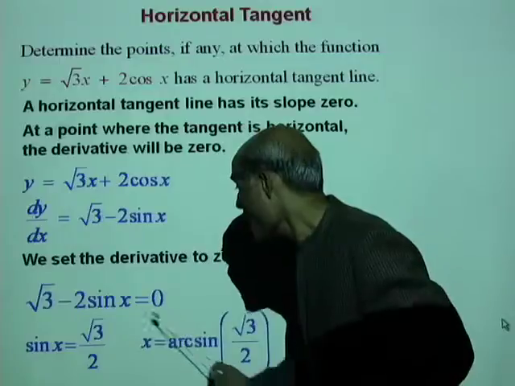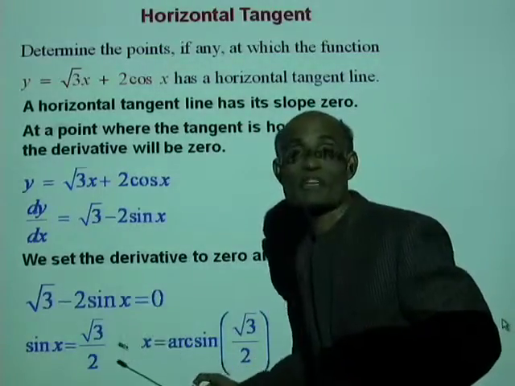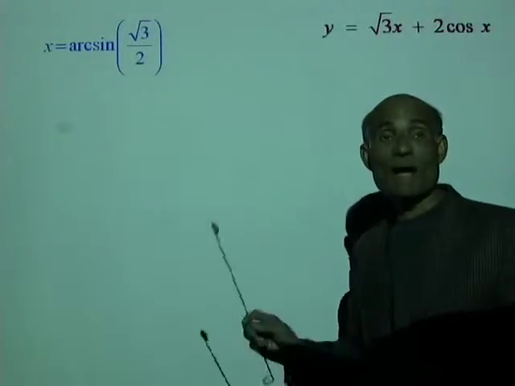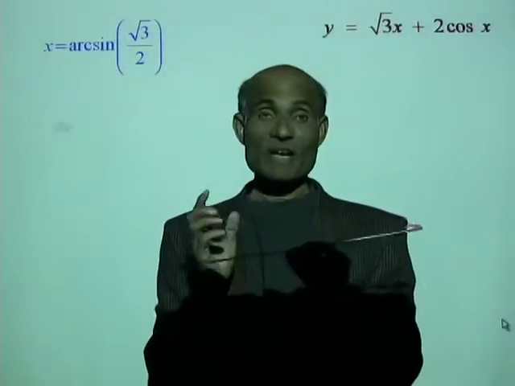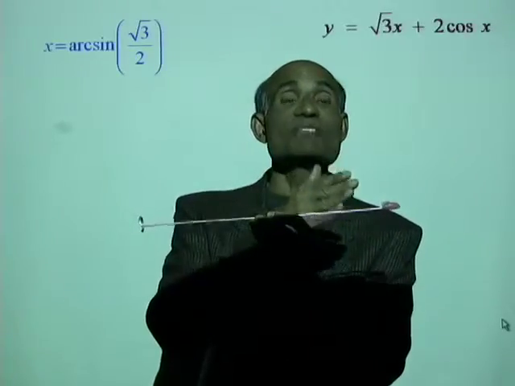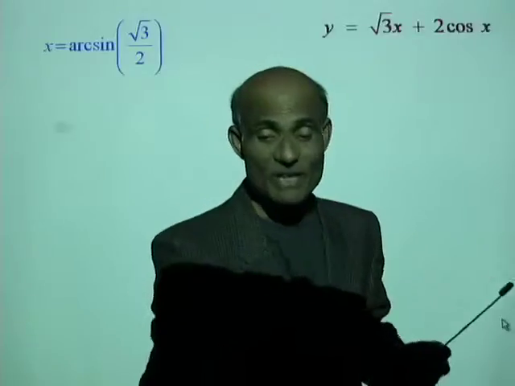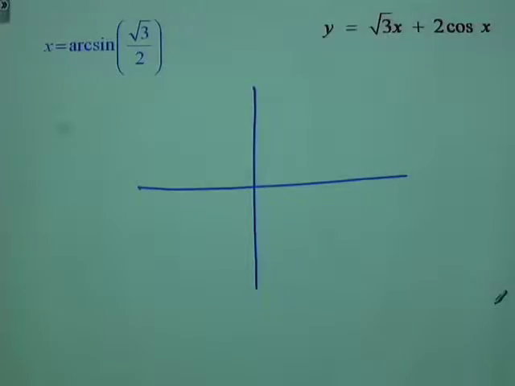X is arc sine root 3 over 2, and that x is therefore pi by 6 in the first quadrant. Now you must know that sine is positive in the first quadrant as well as in the second quadrant. Those understandings are very important. Alright, let's talk about this. In the first quadrant, this is pi by 3.